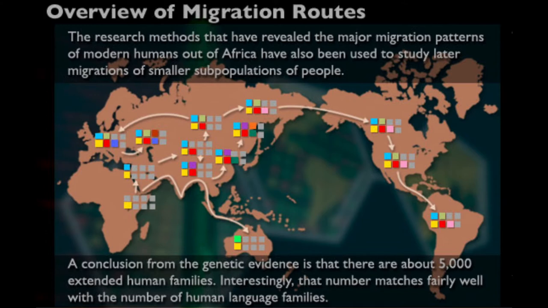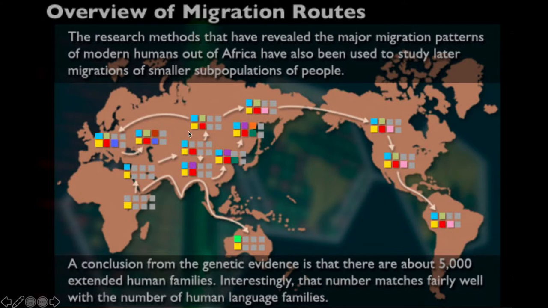And this genetic evidence shows that there are about 5,000 extended human families. And interestingly, that 5,000 human families coincide fairly well with the number of human language families. That's why I love the study of language, especially the Bol people, the Kom people. Not the study, but how language evolved. And the interesting part about how language evolved is its deep ties with the people.